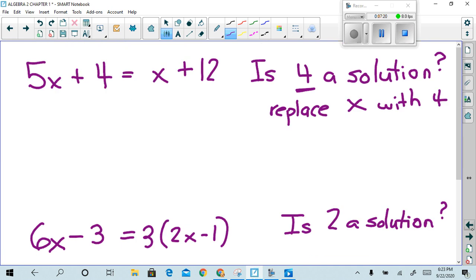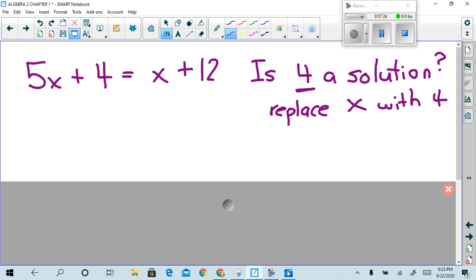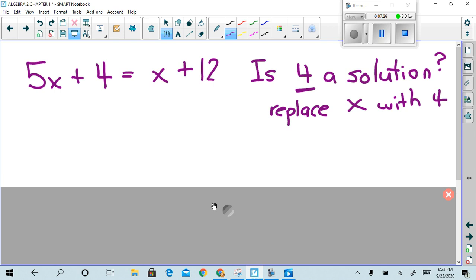Now there are going to be times when you're not asked to actually solve an equation, but to test out a solution. And that's really basically what you do when you do a check. So what if I solved this already and for some reason my answer was 4? Let's plug that back into the original equation and see if it makes a true statement, which means I'm going to replace x with 4 anywhere it occurs.